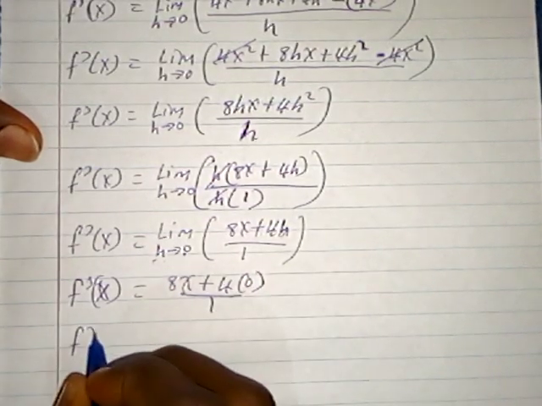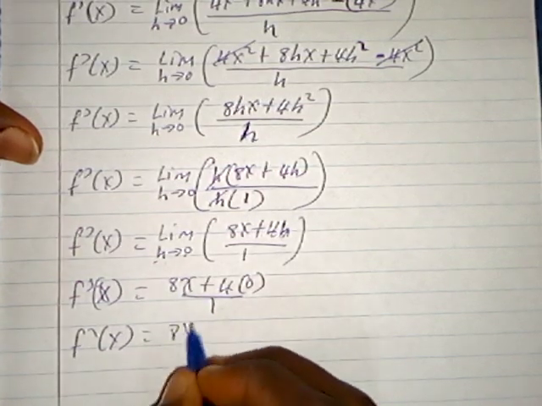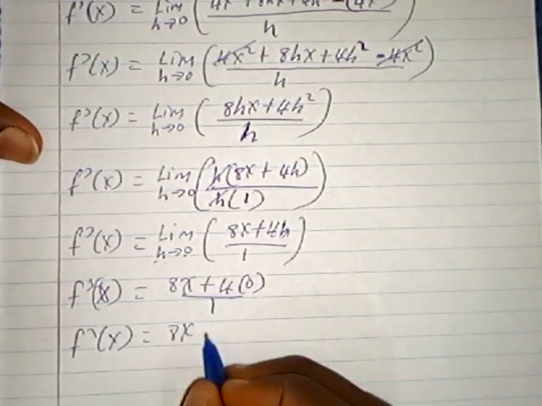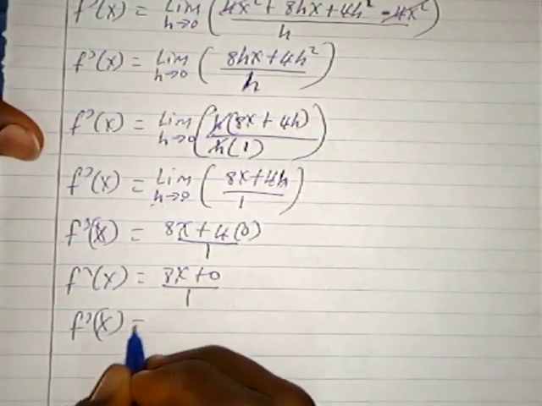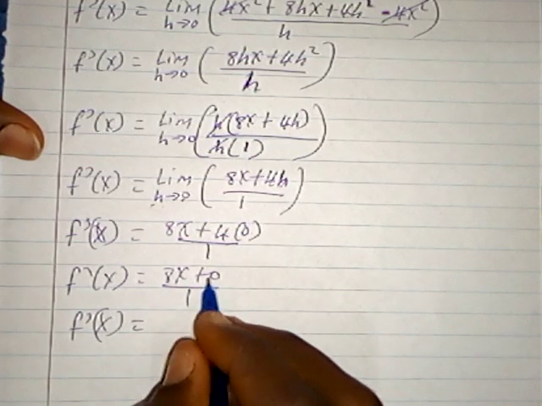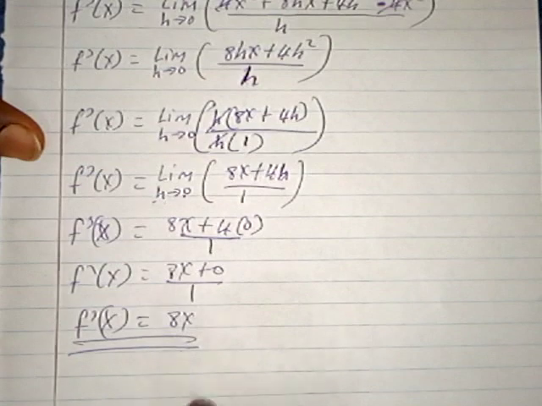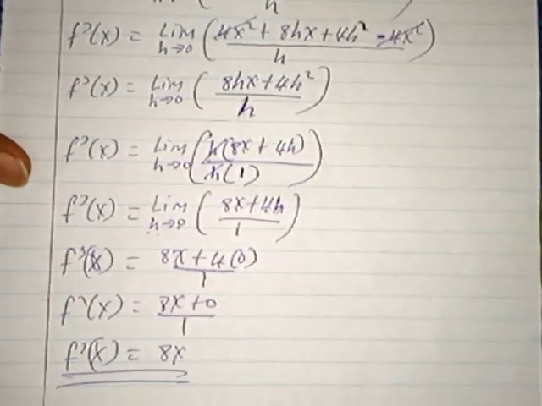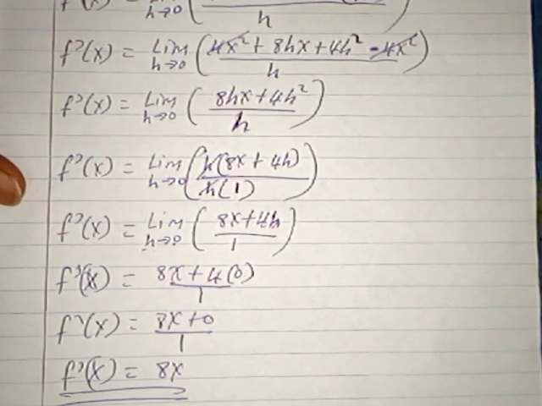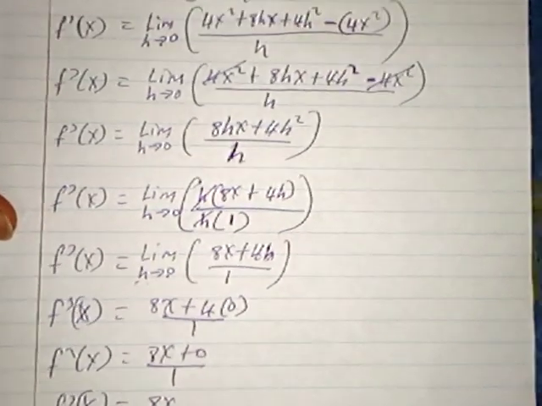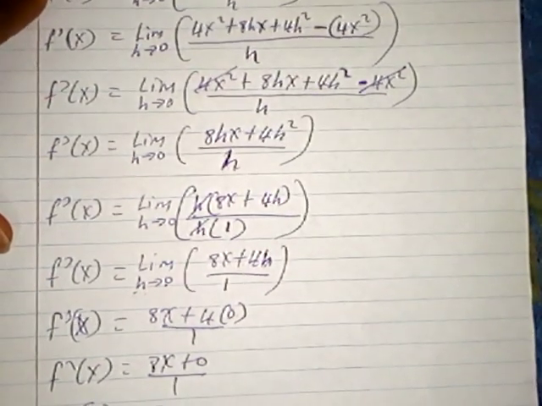Okay? So the first derivative is equal to what? 8x plus 4 times 0, which is just 0, upon 1. So 8x plus 0 is just 8x, divided by 1 is just 8x. That's your answer. You see? Every kind of problem that you'll be solving uses the same method. Take note. Right? Good. It's the same method that you'll be using in all the problems.